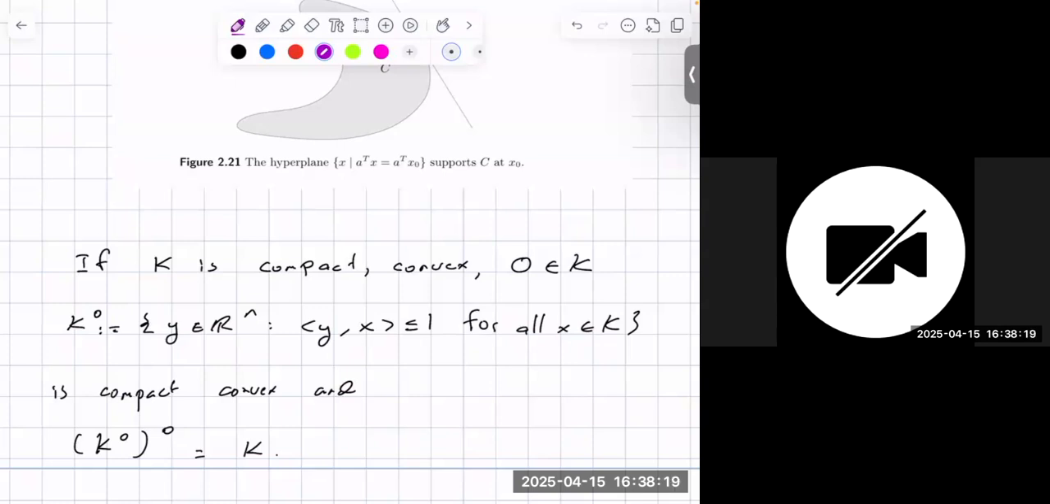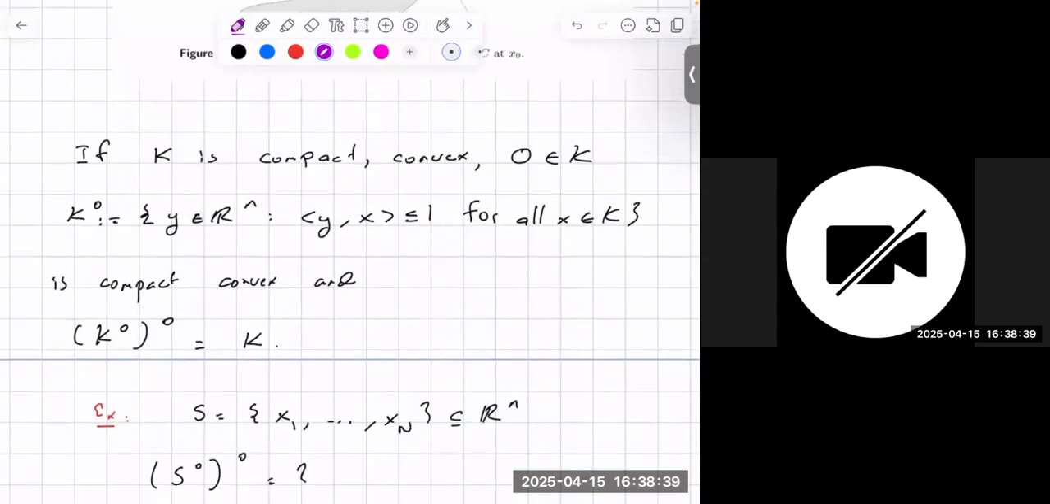So you think about all the vectors that could give you a supporting hyperplane. And when you dot product with stuff in your shape, you should get at most 1. I'll give you examples of this. But this is some basic geometric thing that goes behind this duality in optimization. That's why I'm showing you that. So let's do an example.